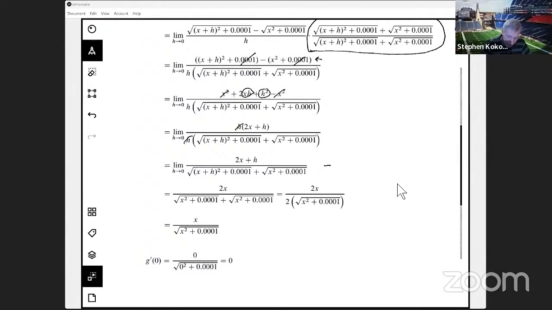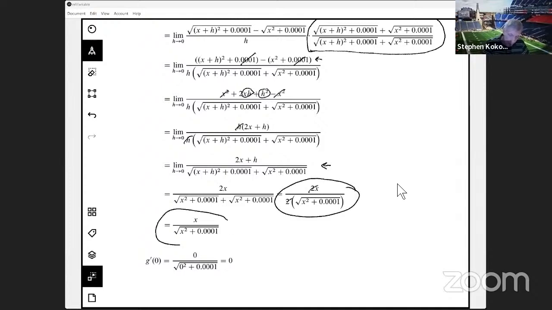So right here, I think I can now evaluate this limit. I can evaluate this limit by direct substitution because I no longer have a 0 in the denominator. I've gotten rid of, in some sense, that factor h in the denominator. So if I use direct substitution, it simplifies to this expression. I can get rid of the 2's. And here's my general expression for the derivative of g at any value x.